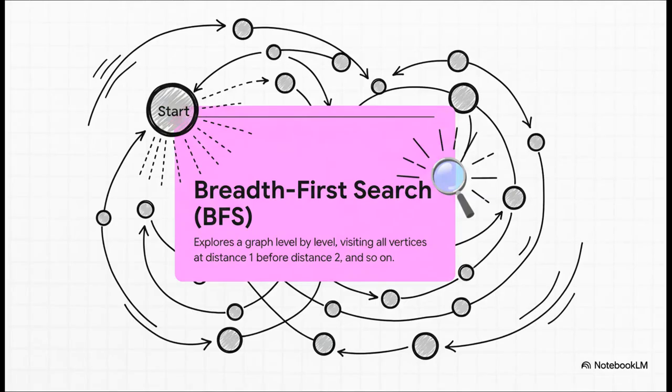First up is our Patient Explorer, BFS. The official definition is exactly what it sounds like. It explores level by level by level. It'll visit every single node at distance 1 from the start, then all the nodes at distance 2, and so on. The super systematic approach, that's its superpower.